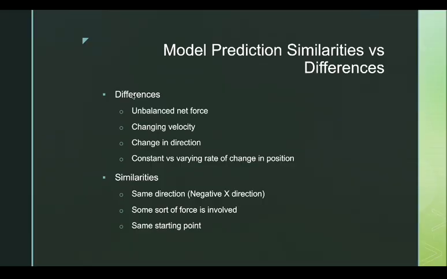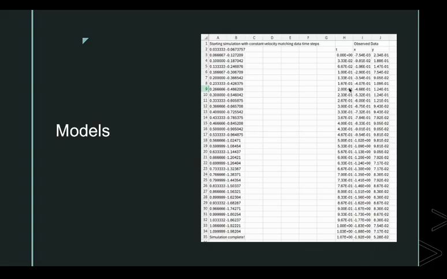For the differences, there is an unbalanced net force. The values here are varying by a lot. It's not changing constantly here; it's changing constantly, you can see a pattern to the factor, but here it's unpredictable. Even the y value is varying inconsistently.